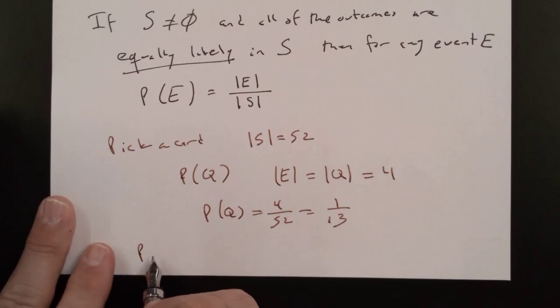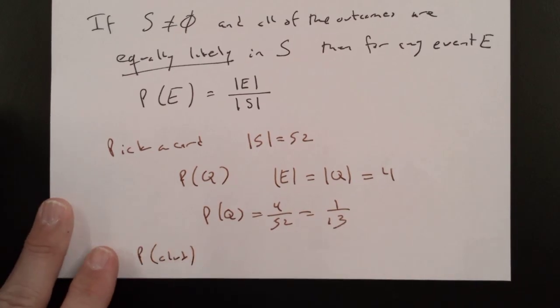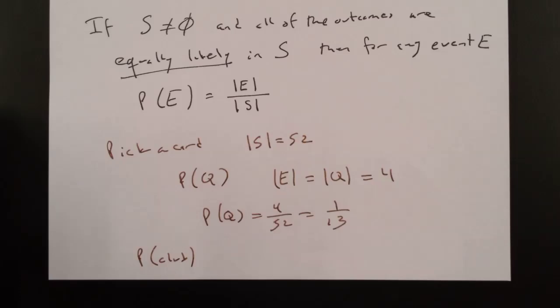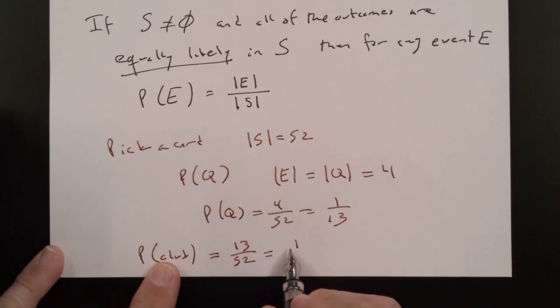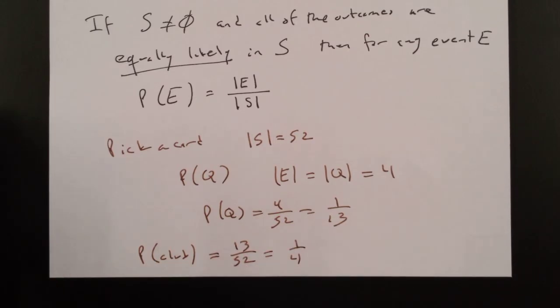Same question, pick a card. What is the probability you picked a club? Say it again. 13 out of 52, because there are 13 clubs. And again, you could simplify that fraction or give me a decimal if you want. That's fine.